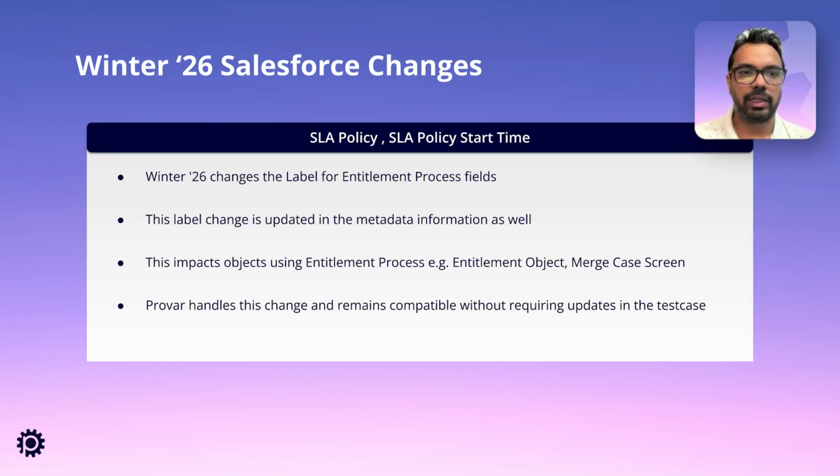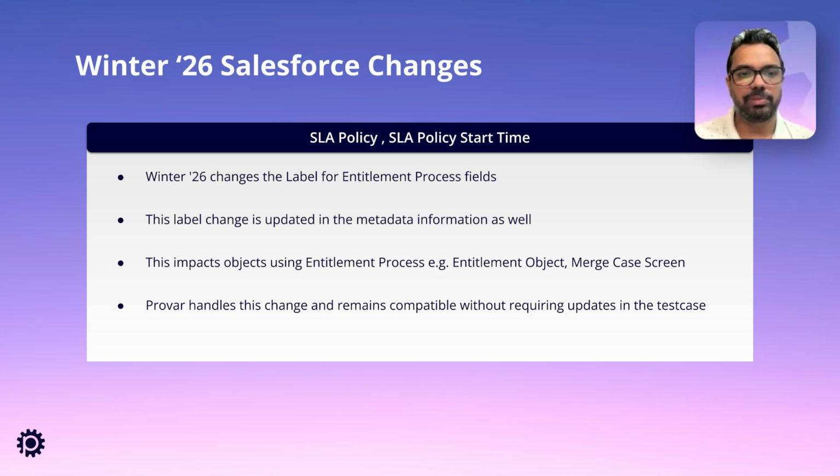Moving to the next one, this is around the label change of the entitlement process field. Now the entitlement process label is changed to SLA policy. Salesforce has made this change across the objects, where all the entitlement process labels are changed to SLA policy. This change is not just on the UI, it is available in the metadata as well. All the labeling and information properties have changed to SLA policy now for entitlement process.